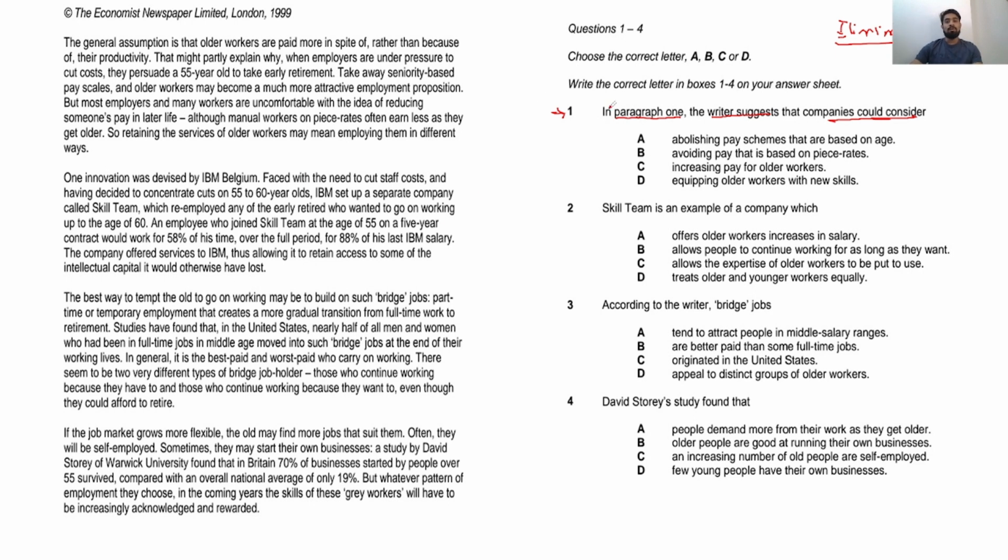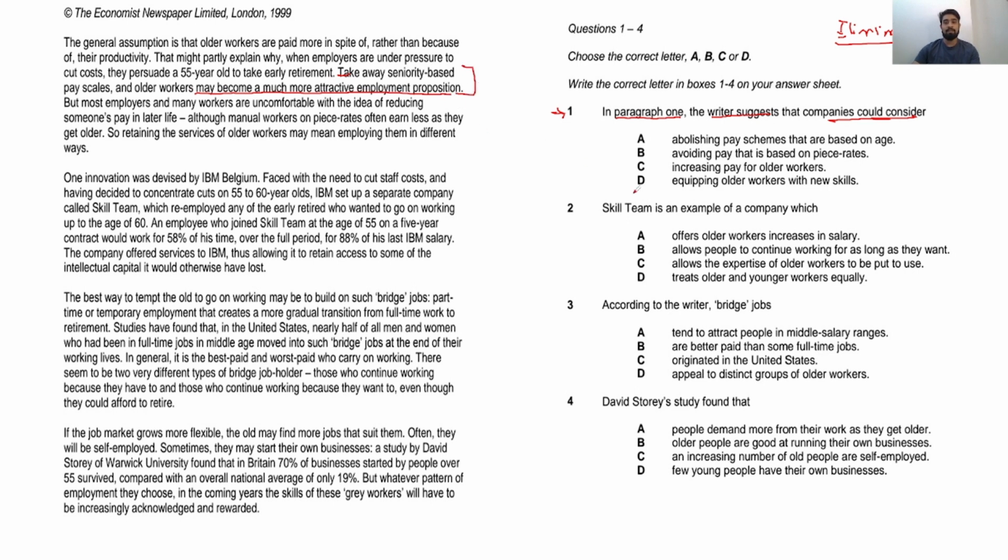Fine, so we'll do this. Here they have said in paragraph 1, the writer suggests that companies could consider something. Where is it? The general assumption is that older workers are paid more in spite of, rather than because of, their productivity. That might partly explain why employers are under pressure to cut costs. And then: take away seniority based pay scales and older workers may become a much more attractive employment proposition.